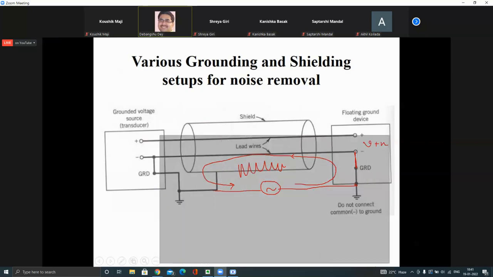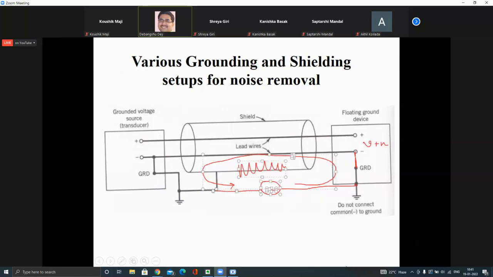So to avoid that, what is usually done is this one. That means here the ground is not there. The ground connection is removed here. So here you can think of it as floating. So there is no ground.